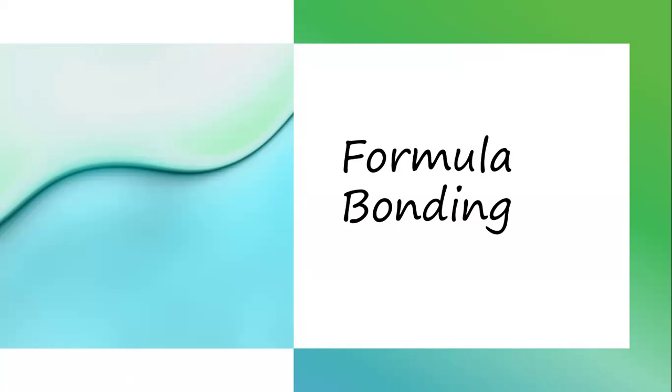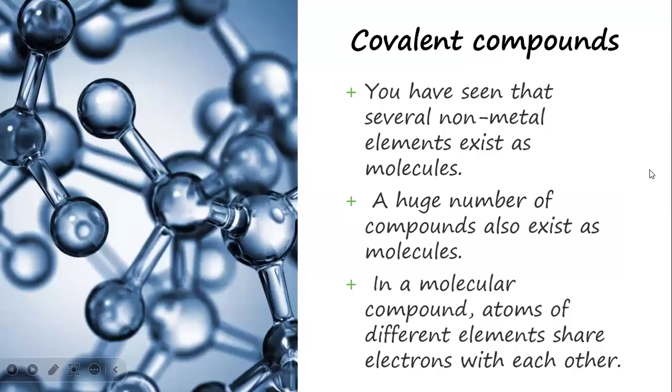Our chapter is formula bonding. So far in our previous video, we discussed the covalent bonds. We saw how they can be formed. So today let's move on to the covalent compounds. Simply, these are just compounds formed by covalent bonding.